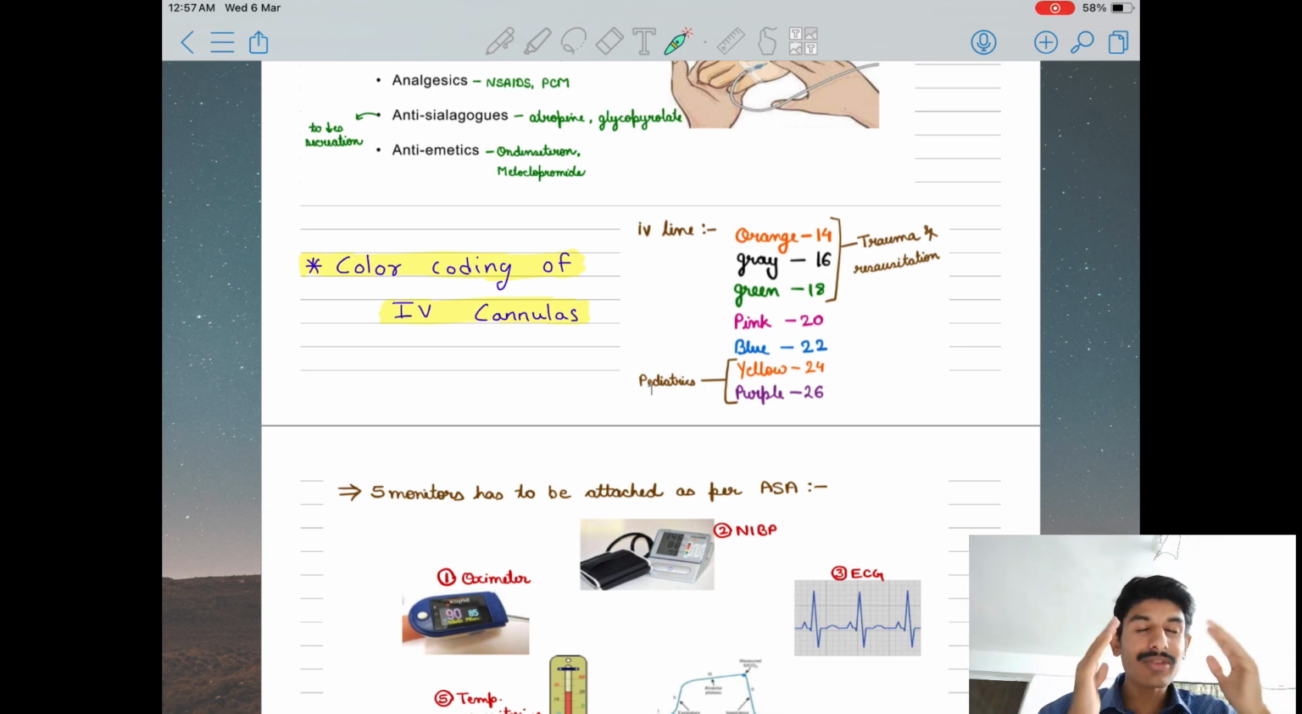Like this, imagine in your mind and you will remember all the colors. Lava means orange, gray means soil, green means green grass, pink flower means pink cannula, after that blue, then sun yellow, and rainbow means purple. So you can remember 14, 16, 18, 20, 22, 24 and 26. Like this you will remember all the IV cannulas, and it will be easier to remember. 14, 16, 18 cannulas are used for trauma, whereas 24 and 26 are used for children. These are all the cannulas we use in our anesthesia.